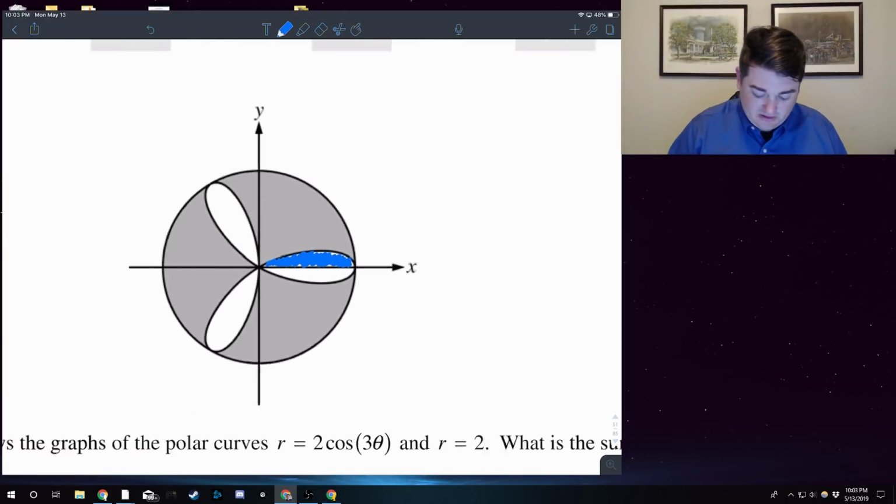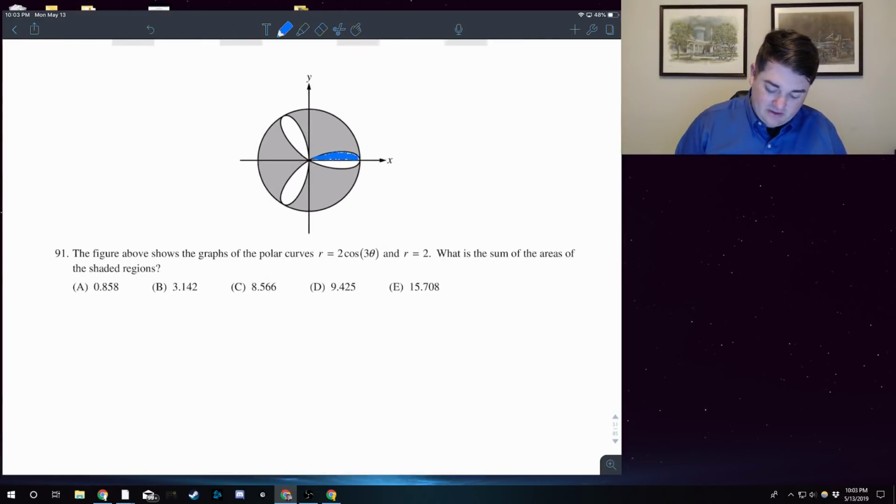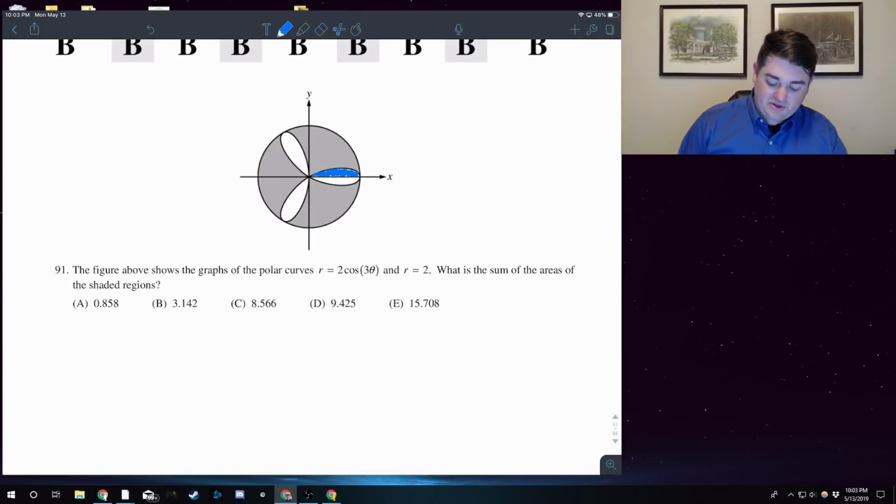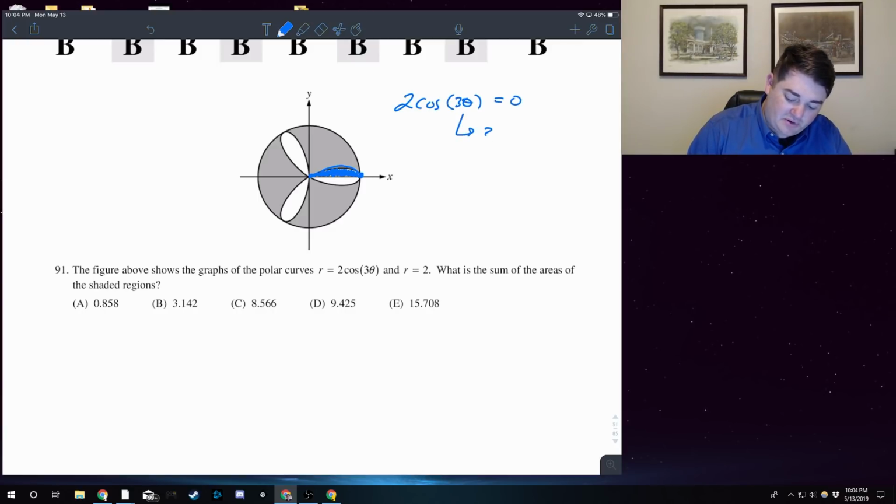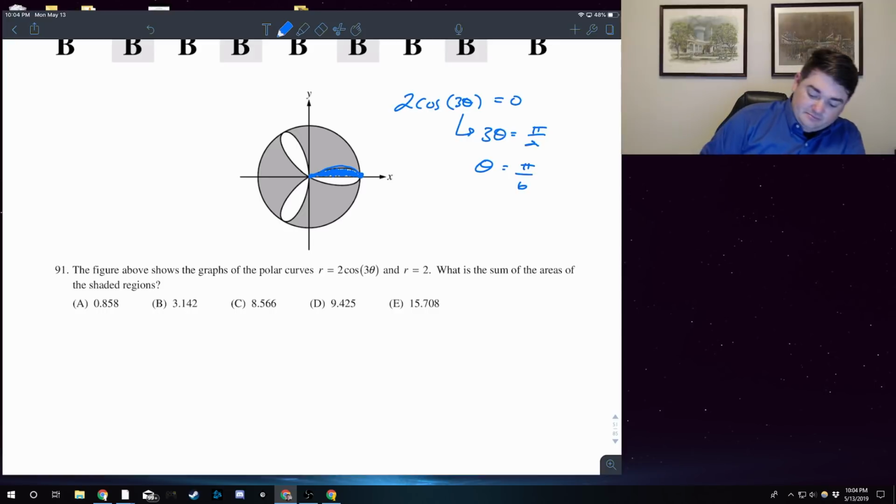of the rose. So if this graph is 2 cosine 3 theta, I want to know when does 2 cosine 3 theta come back, because we know it starts here. When does it come back and hit the origin? So when is 2 cosine 3 theta equal to 0? That's going to happen when 3 theta is equal to pi over 2, so when theta is pi over 6. That's a bad theta. It's a shameful theta. There we go. So here's what we've got.